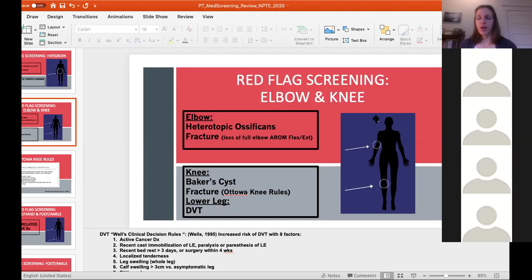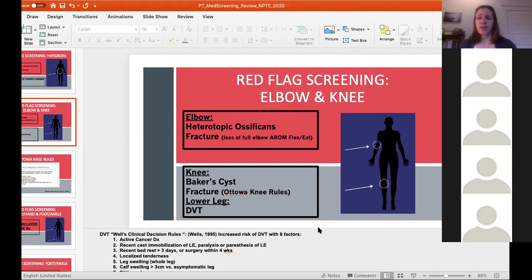And then lower leg, you're going to want to rule out DVT. Within the notes section, I have Wells clinical decision rules. That's going to be the way that you best rule out DVT, but going through your risk factors and trying to decide how many risk factors this individual has, how likely they are to have a DVT, or a deep vein thrombosis, a clot, is going to be important for that individual.